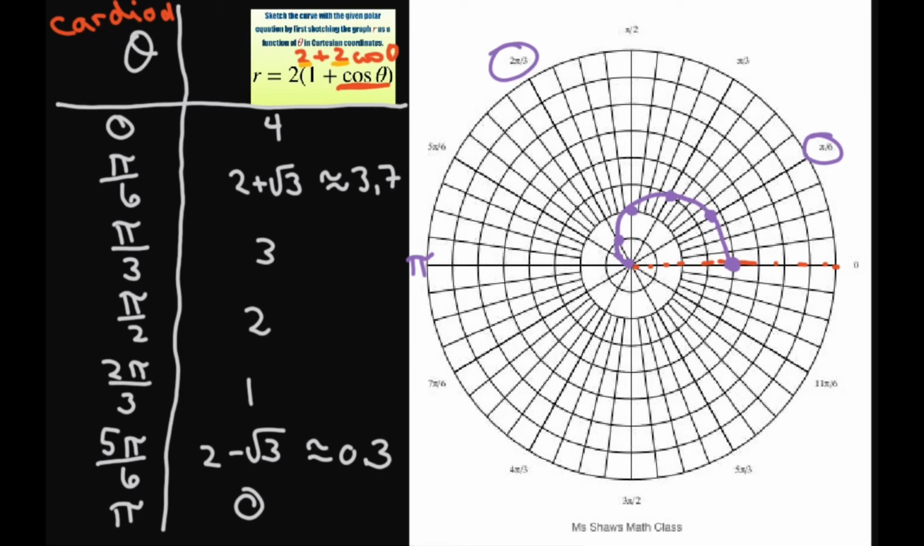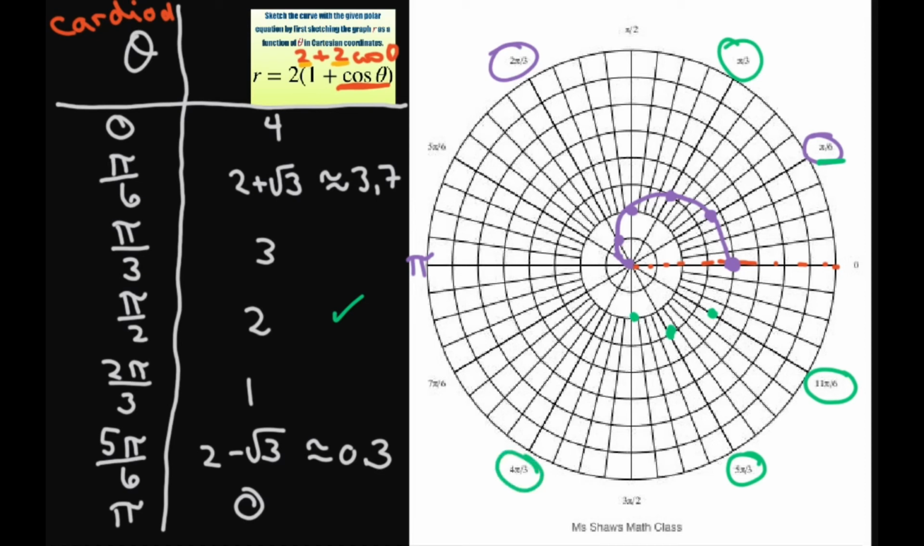So this is the upper portion of your cardioid. Now, since it's symmetric to our polar axis, we can complete the other side as well. If I start here, 7 pi divided by 6 matches up to pi divided by 6, so we go out 3.7. 5 pi divided by 3 matches up to pi divided by 3, and that's going to give you 3. Then 3 pi over 2 matches up to pi divided by 2, so we're out 2.